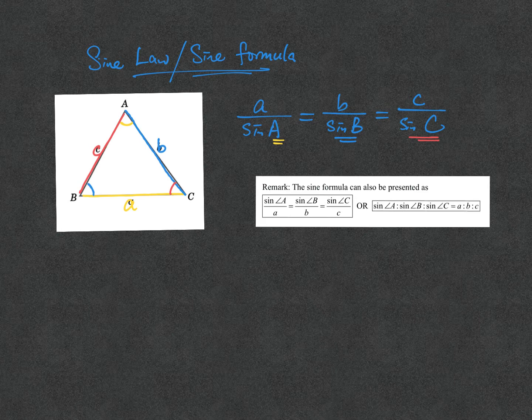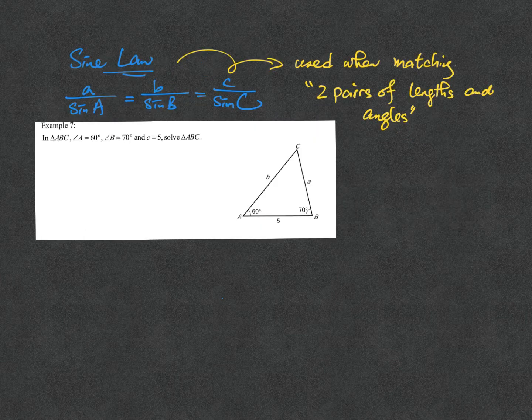The sine law has some variations in the writing of the formula. The ratio can be turned upside down, which makes a new formula: sine A over a, sine B over b, and sine C over c. Or in other words, the ratio of sine A, sine B, and sine C are equal to small a, small b, and small c in ratio. The sine law will be used when you are matching two pairs of lengths and angles. Let's see the illustration in the following example.